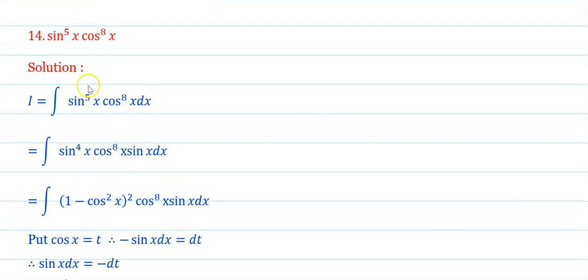Now the next problem, problem number 14, sin of x raised to 5 into cos of x raised to 8. Again sin and cos. Which is the odd number? Sin of x raised to 5 is odd. Take one sin x outside. Then here you will get sin of x raised to 4 and cos of x raised to 8. Now we will convert sin of x raised to 4 in terms of the cos, because we got sin x into dx, which is the derivative of cos.